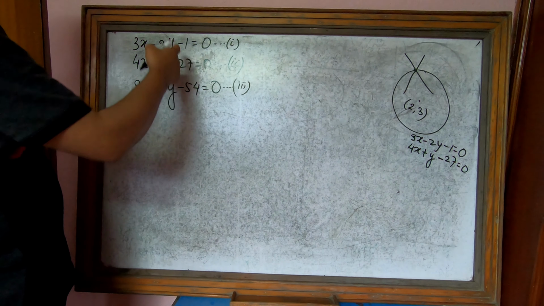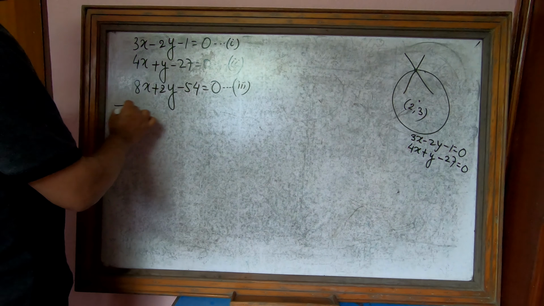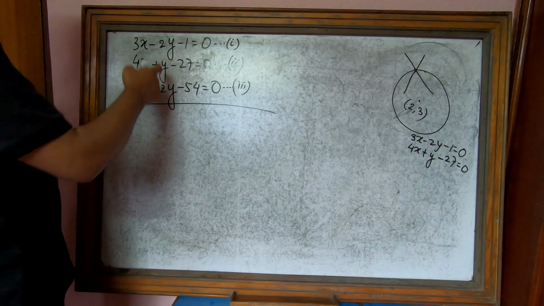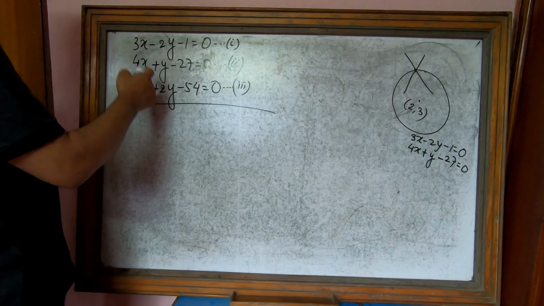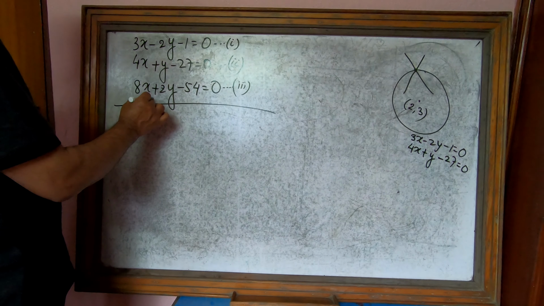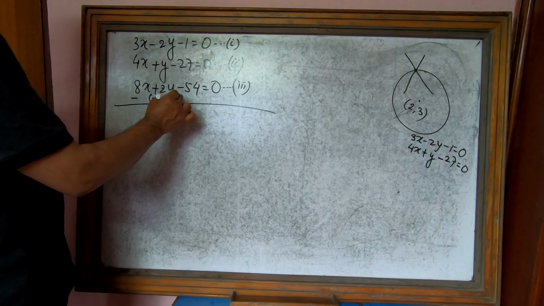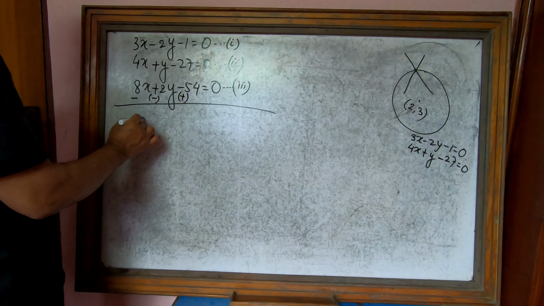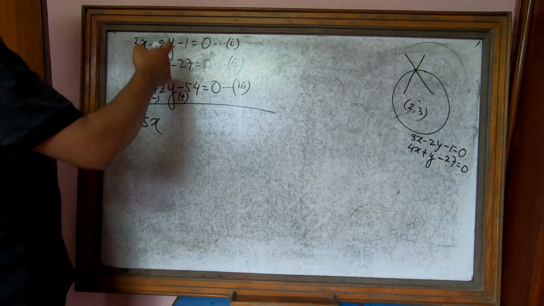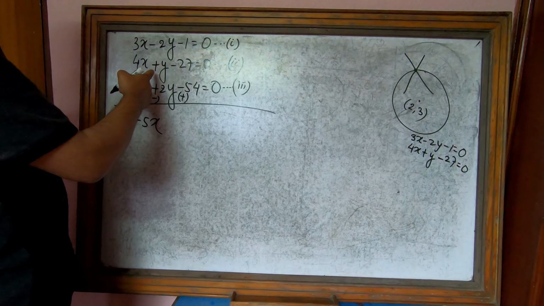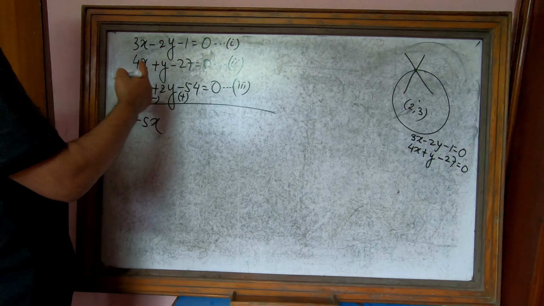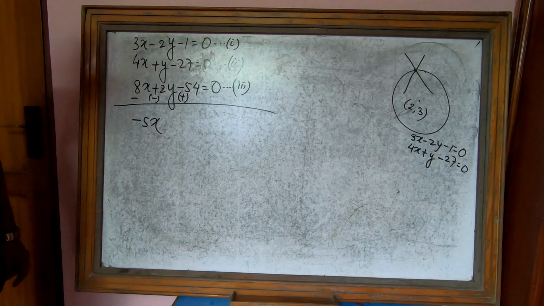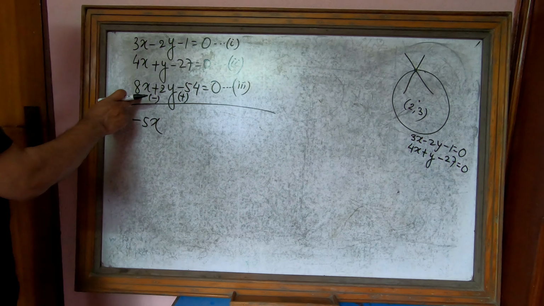Equation 1 and 3 are subtracted. When you subtract 1 and 3, remember these two equations, when you subtract, this becomes minus, this is plus, so this is minus 5x. What happened here? This is plus, minus, we have to add them, not subtract. Please add them.